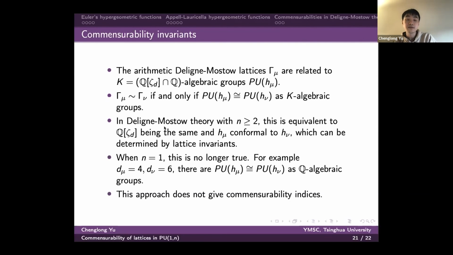So we need to combine the results mentioned before from the study of Calabi-Yau type cyclic covers.